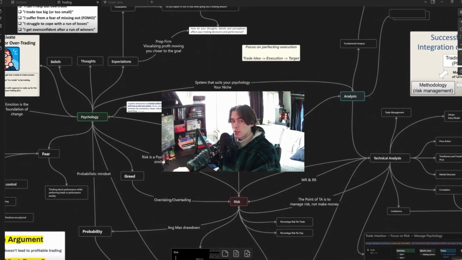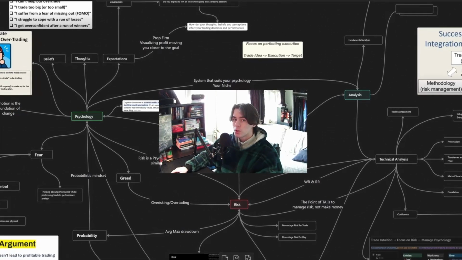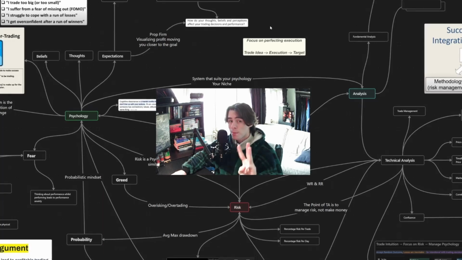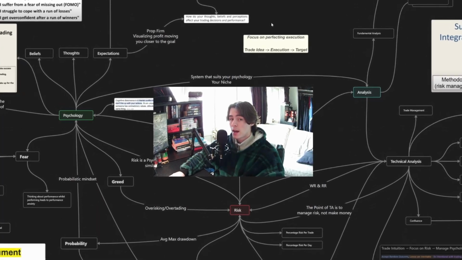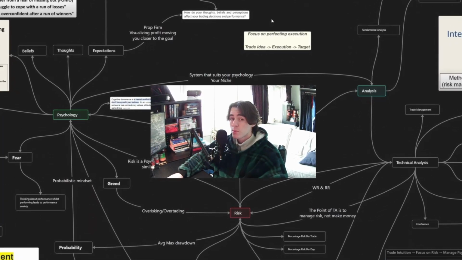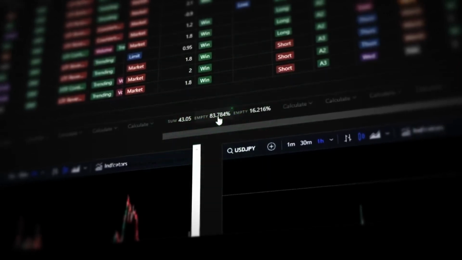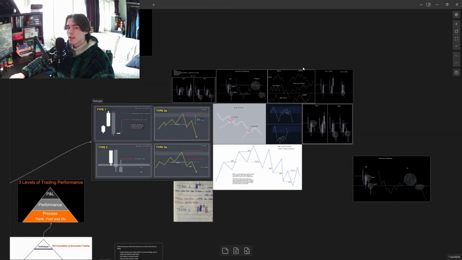So over the past 4 years of trading, I've tested hundreds of different entry models. I'm going to show you the top 3 that I found that give me the highest win rate and the best risk to reward, and they're pretty simple. I have an 83% win rate using this. So I have 3 main entry models, a type 1, type 2, and a type 3.